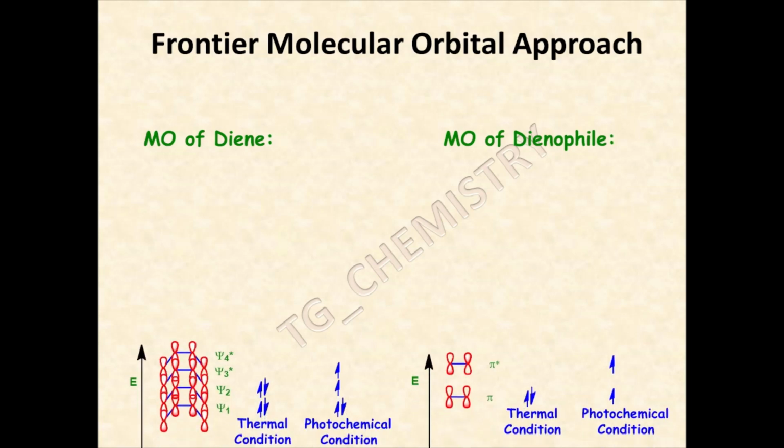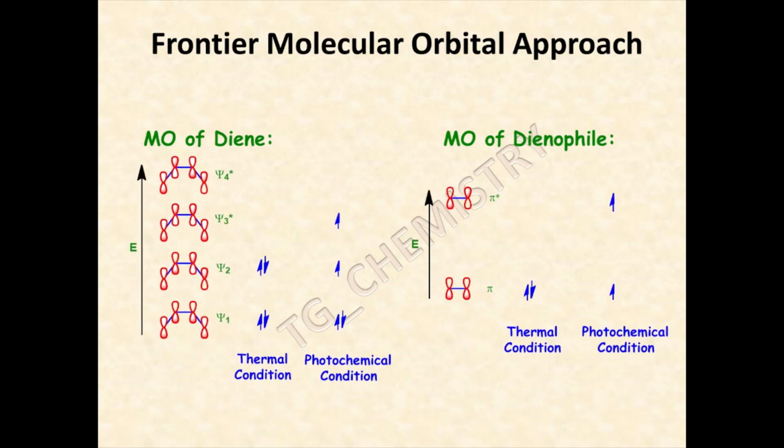So this is the molecular orbital diagram for the diene, 1,3-butadiene, and the dienophile, which is basically ethylene. In the case of the diene, in the MO picture you can see the molecular orbitals Chi1, Chi2, Chi3 star, Chi4 star, where Chi2 is the HOMO for the diene and Chi3 star is the LUMO for the diene. For the dienophile system, it is pi and pi star only, where pi is the HOMO and pi star is the LUMO for the dienophile, the ethylene system.